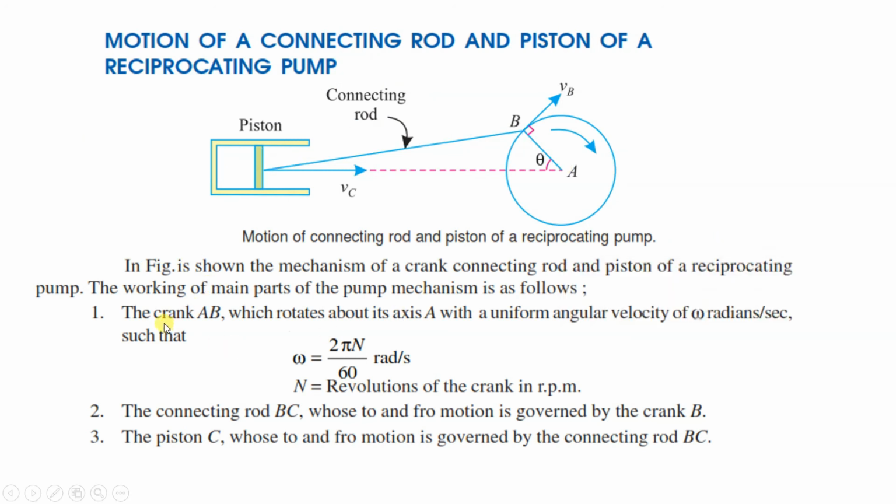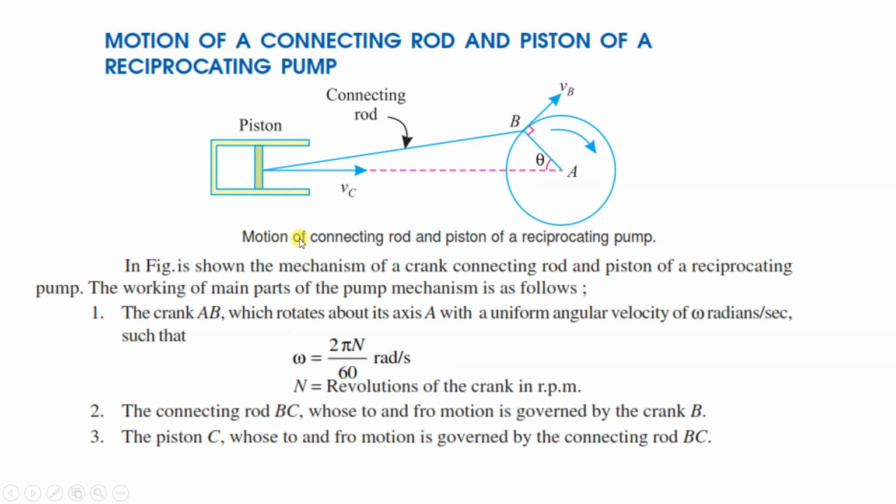Now next we will see this AB is the crank, which rotates about its axis A with a uniform angular velocity omega. Omega is 2 pi N by 60, where N is the revolutions of the crank. So we are converting this N rpm into rps. That is why we have divided by 60, so that we can get radians per second.